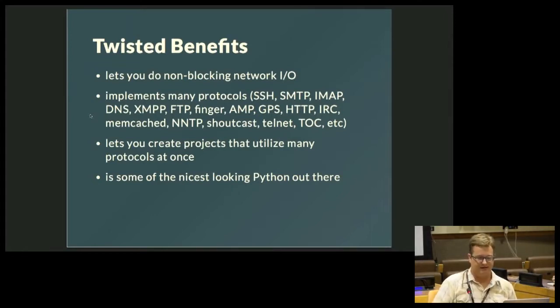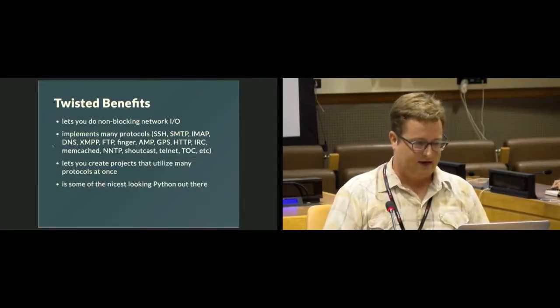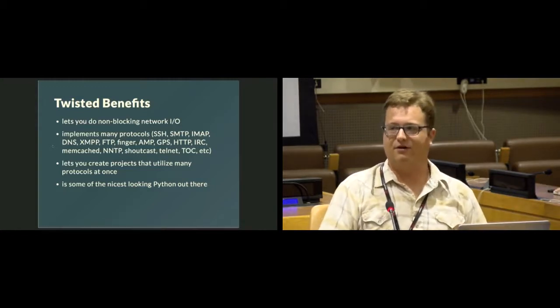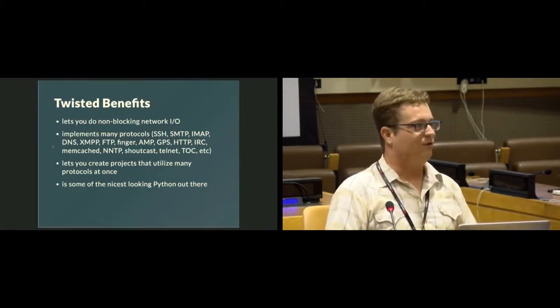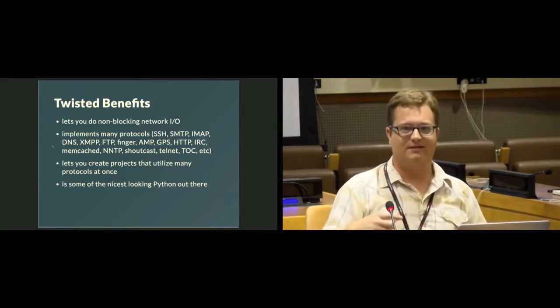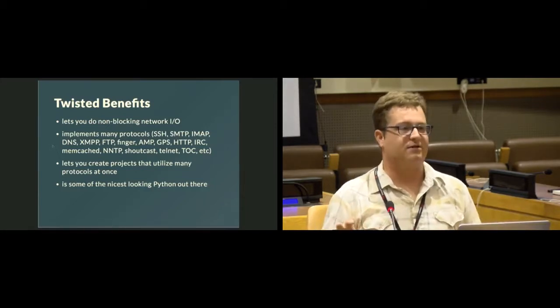Twisted implements many protocols. So this is SSH, SMTP, IMAP, DNS, XMPP, FTP, Finger, AMP, GPS. They have GPS protocols. HTTP, IRC, Memcache, NNTP, Shoutcast, Telnet. Talk. Does anybody know what the Talk protocol is? This is like the old school AIM chat protocol. That's implemented in Twisted. So it lets you create projects that utilize many of these protocols at once.